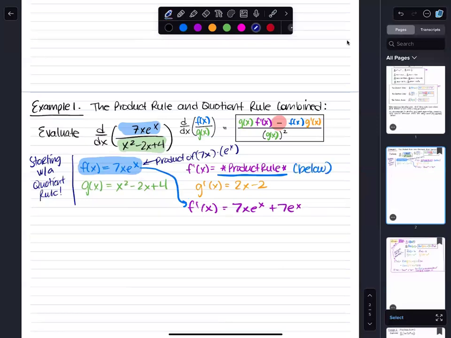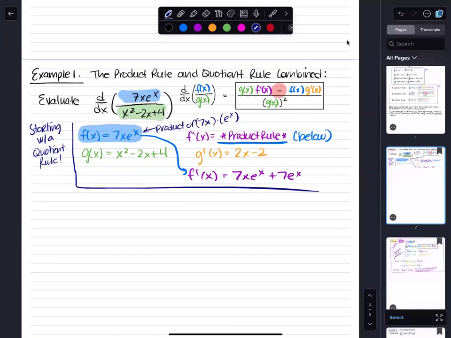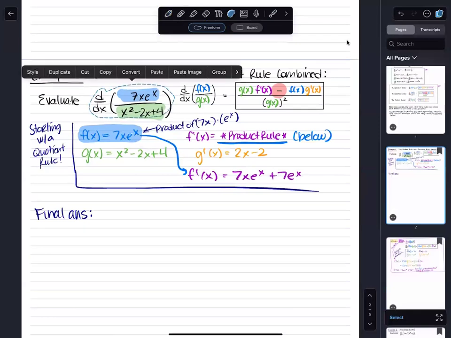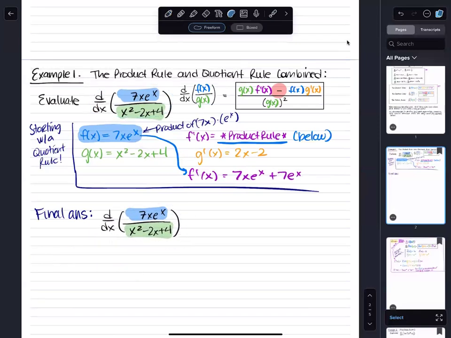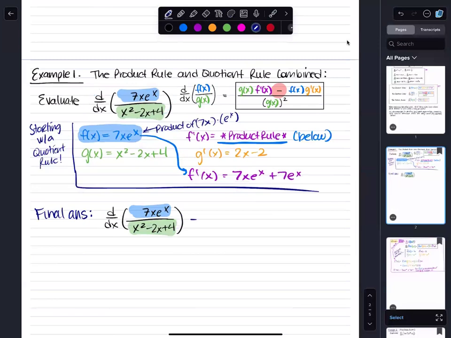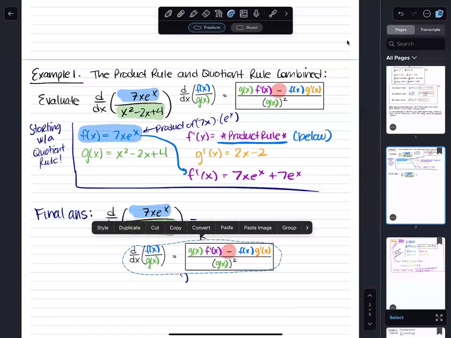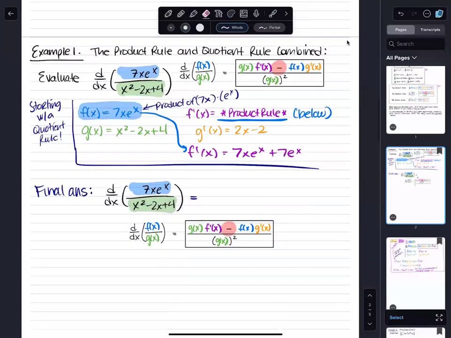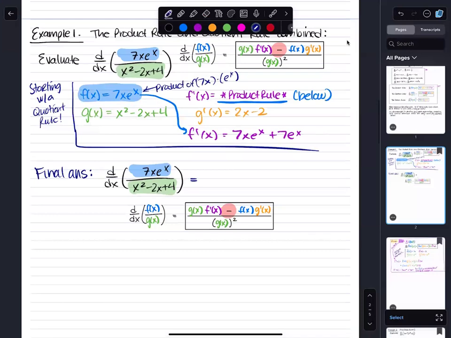So now we come back to the quotient rule, and our final answer is going to be the derivative of this using the quotient rule. That is the bottom, the green function, x squared minus 2x plus 4.